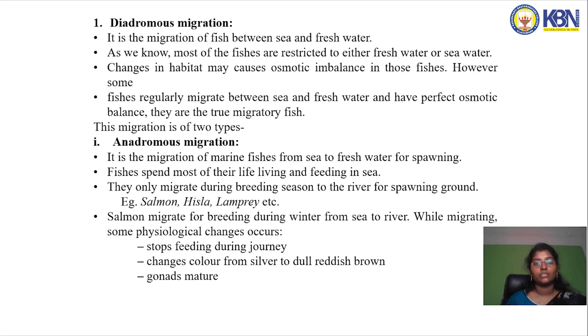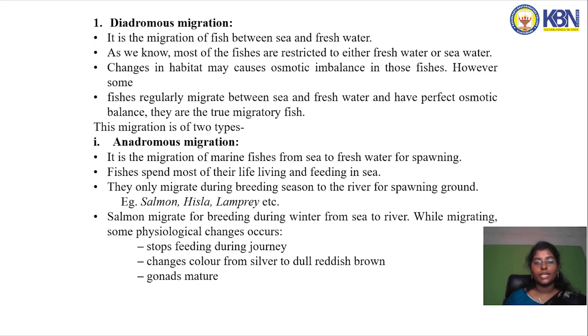First, diadromous migration. It is the migration of fish between seawater and freshwater. The fishes move from the seawater to the freshwater. As we know, most fishes are restricted to either freshwater or seawater. But in diadromous migration, the fish moves from the seawater region to the freshwater region. The change in habitat may cause osmotic imbalance in those fishes. However, some fishes regularly migrate between sea and freshwater and have perfect osmotic balance. They are true migratory fishes. Diadromous migration is again divided into two types: anadromous and catadromous.